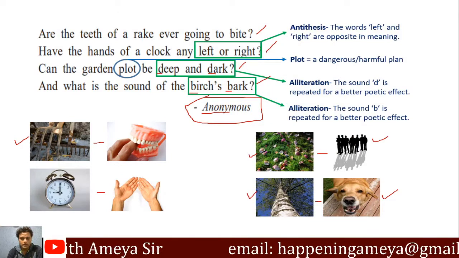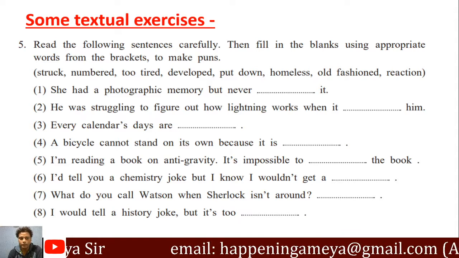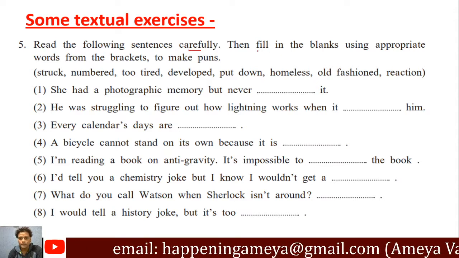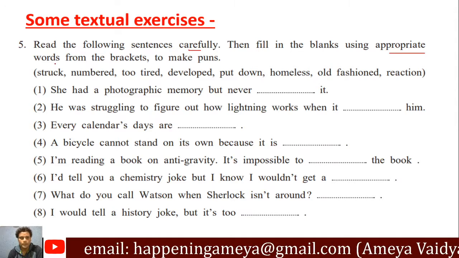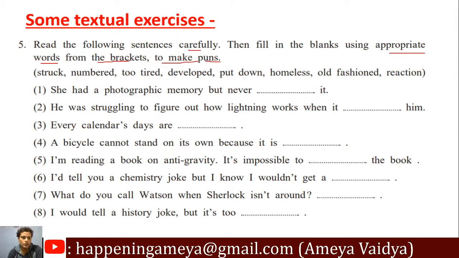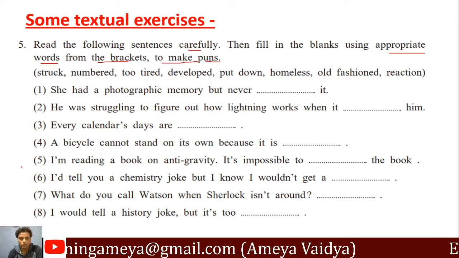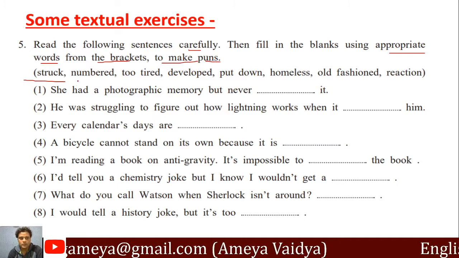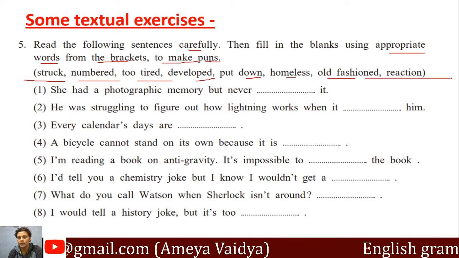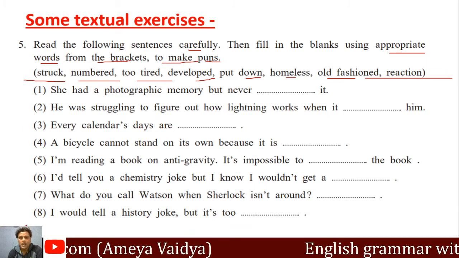Now the next for us is the textual assignment. As I said, this is question number 5 in your textbook. Read the following sentences carefully. Fill in the blanks using appropriate words from the brackets to make puns. So guys, we are going to make puns out of these lines, and the good thing is they have given us the words here. You can see that they have given us all the words that you will need to create puns for all these 8 statements.